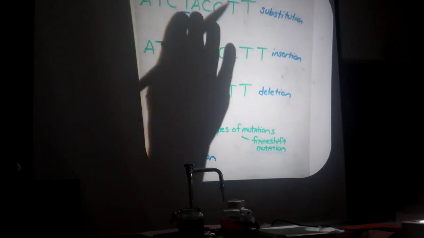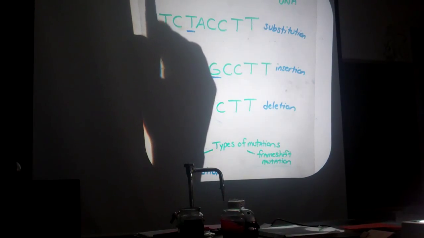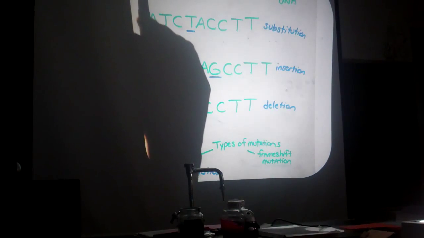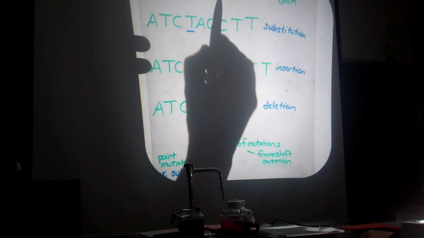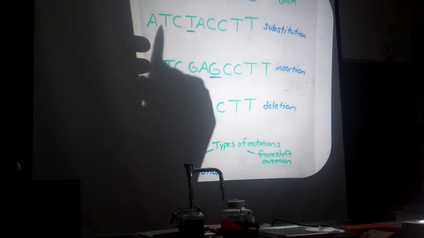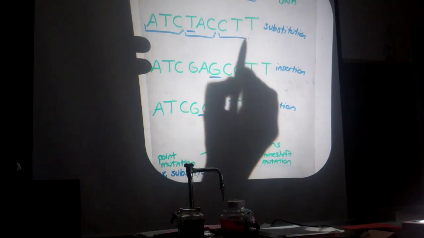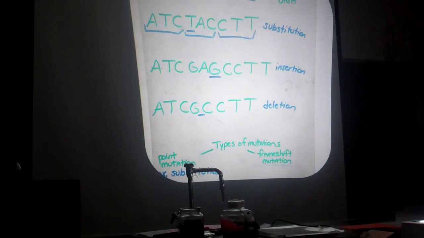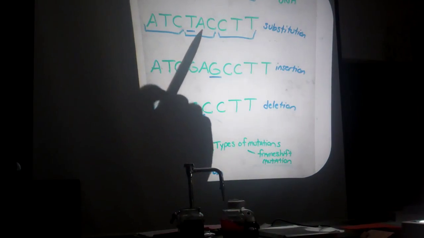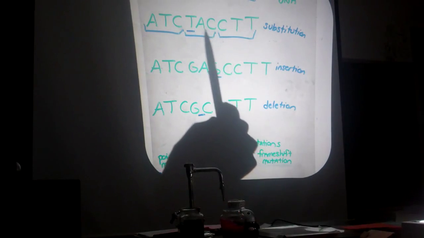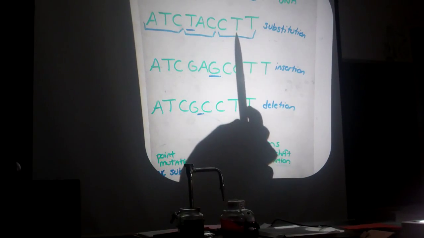But look, with a point mutation, I'm going to group these in groups of 3. By having a substitution, a point mutation, you're not messing up the reading frame. Even though there's a mutation right here, yes, you're going to mess up that amino acid, but you're not going to mess up the amino acids after it.